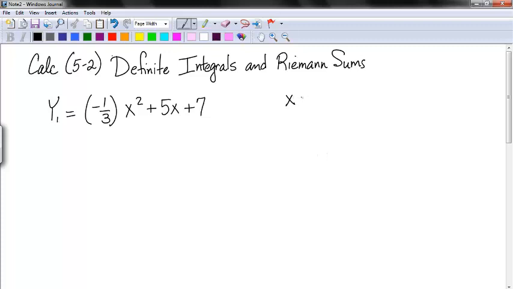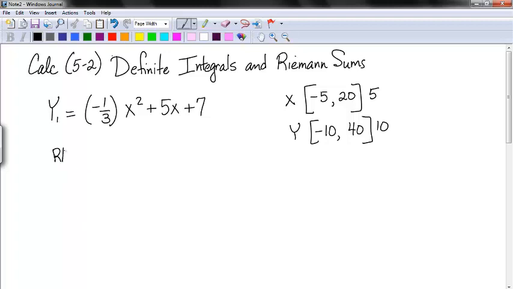For x, the x min I want it to be negative 5. The x max I want it to be 20. And the scale I want it to be 5. For the y min, negative 10. The y max is 40. And the scale I want it to be 10. Okay, now I want you to run the RAM program that we linked yesterday, and it should give you all three answers.